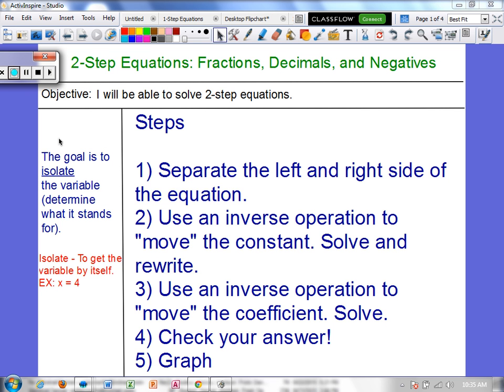Now, keep in mind, the goal is to isolate the variable, because when we get the variable alone, we know what it equals. And let's review our steps. We want to separate the left and right side of the equation. Then we want to use an inverse operation to move the constant, and that'll let us know what the first term means. Then we want to use an operation to move the coefficient. Then we will have solved for the variable, we'll check, and we'll graph. So let's do some examples together.